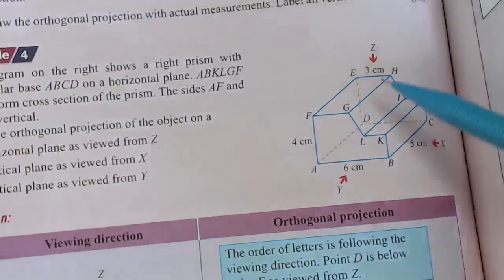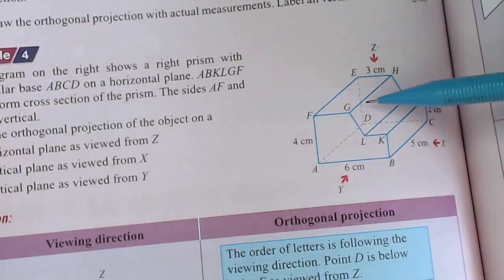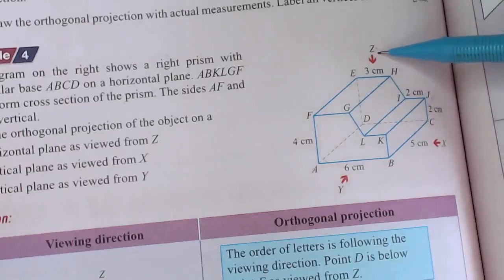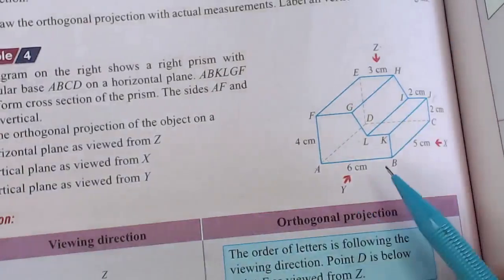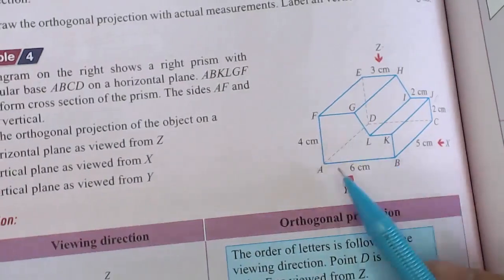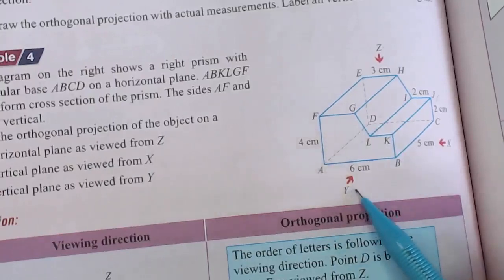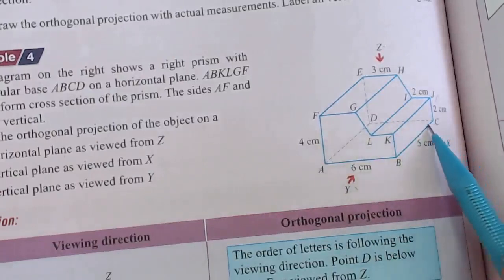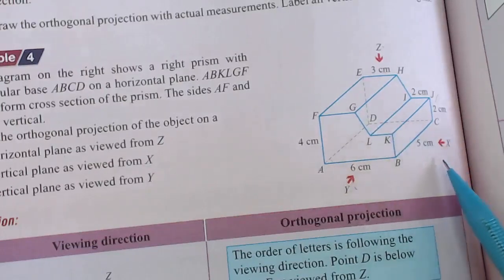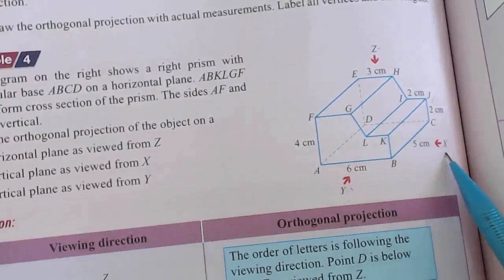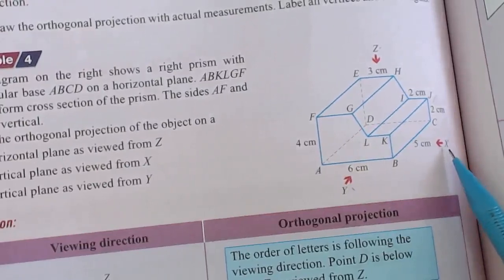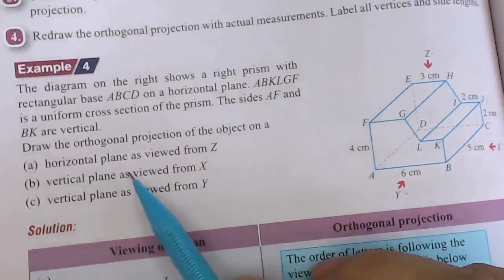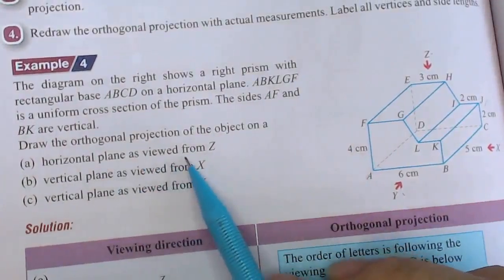If we want to see what is up on the object, we call it Z view, Z direction, Z viewing. If we want to look at the front, we call it Y direction. If you want to look on the side, we call it X. So keep this in mind. Next time they will use this term only: horizontal plane as viewed from Z.